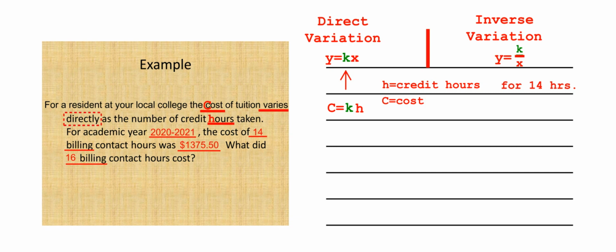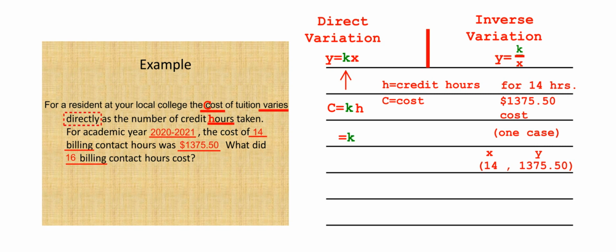For 14 hours, the charge is $1,375.50. This is just one particular case scenario. The other case scenario is, what if you're taking 16 credit hours? How much are you being charged, ideally? So there it is. Our one case scenario, as the coordinate, is the 14 credit hours and the cost, $1,375.50. Now it's the x and y representative, or the C and H, for this particular case of our equation.